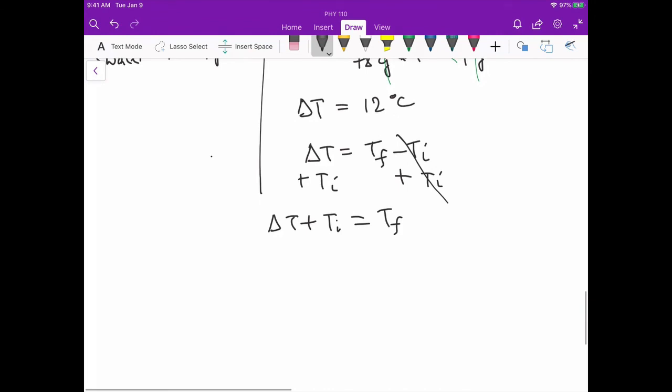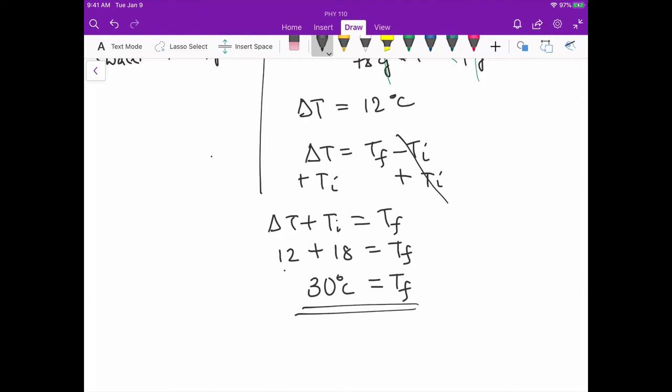Delta T, what value did you get? 12. What value did you get for the initial temperature? It's given in the problem actually. That's 18. So 12 plus 18 is 30 degrees Celsius. Okay, that's the answer.